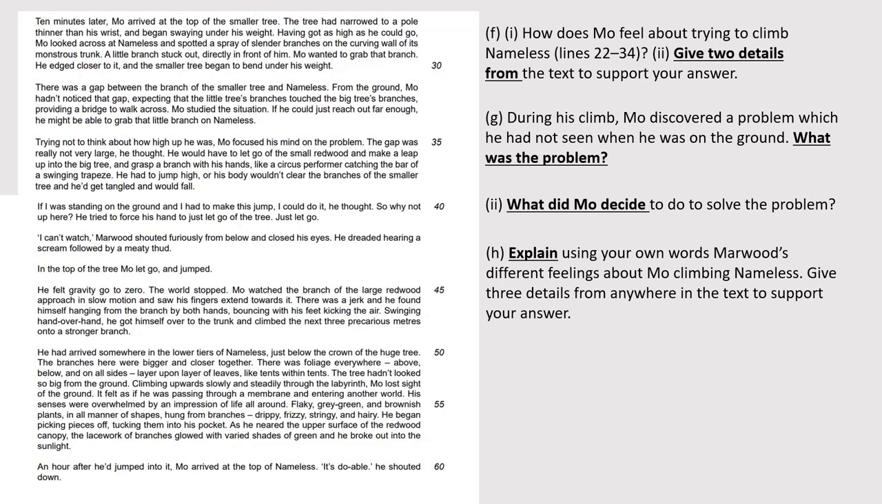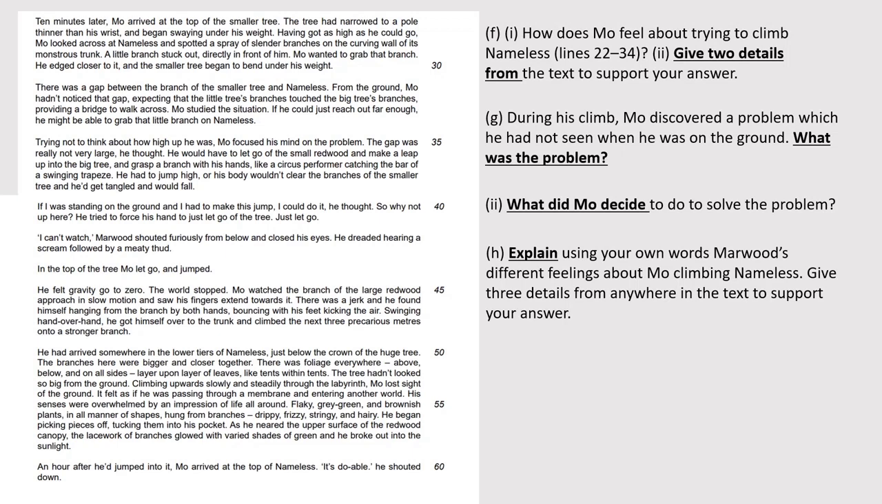Obviously, if Mo is trying to climb the tree anyway, he might be very determined, I think, or maybe too excited by the prospect of being able to climb it. Maybe he was confident and he's been doing things like these before. Perhaps he was enthusiastic, or it was a challenge for him that he wanted to face no matter what. Or someone might end up writing something like he was having very positive feelings when he was trying to climb Nameless, and I think that would be acceptable too. Now it says give 2 details to support this answer.